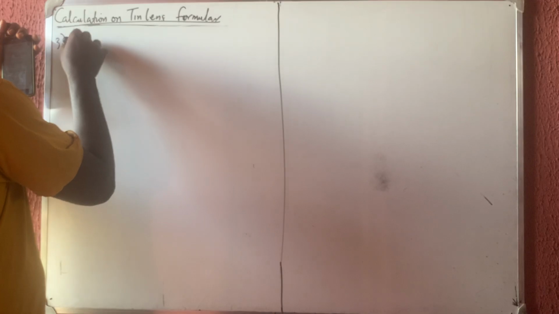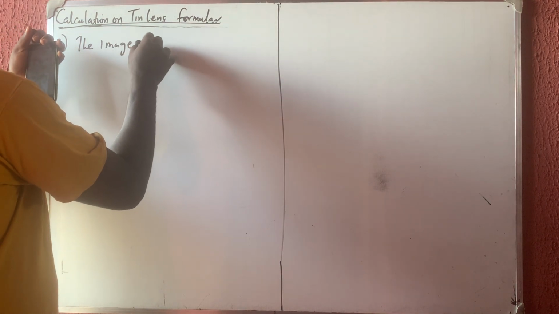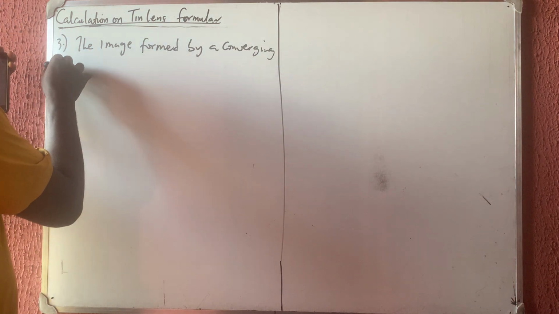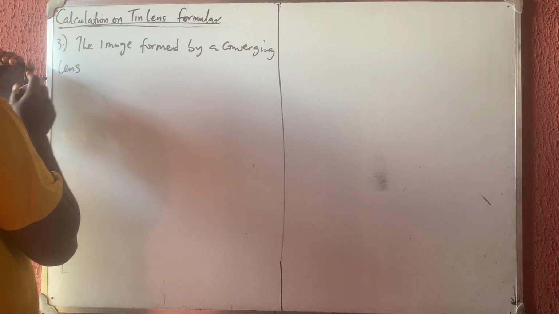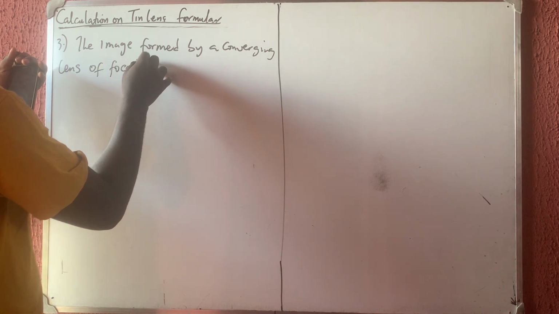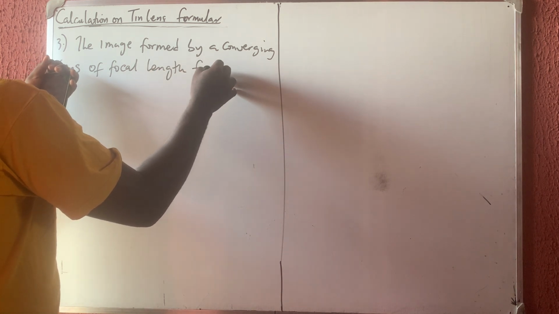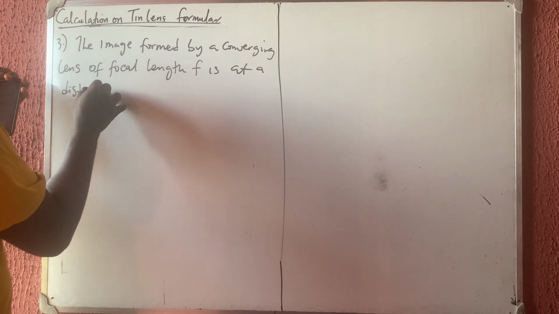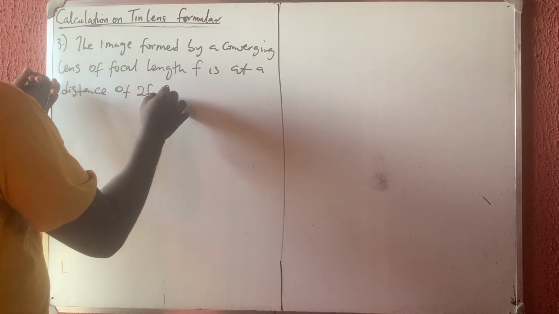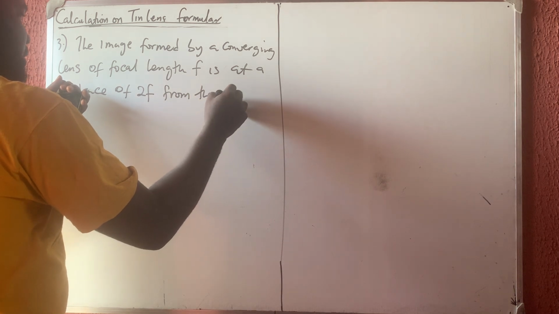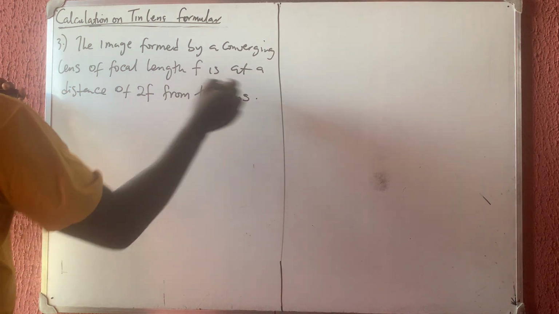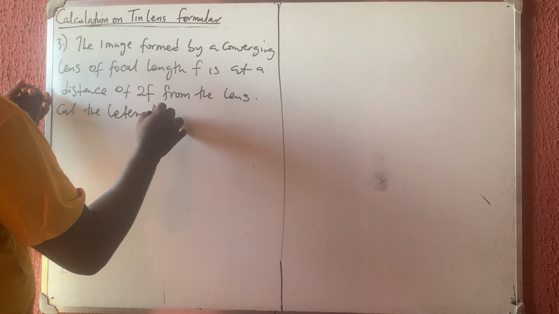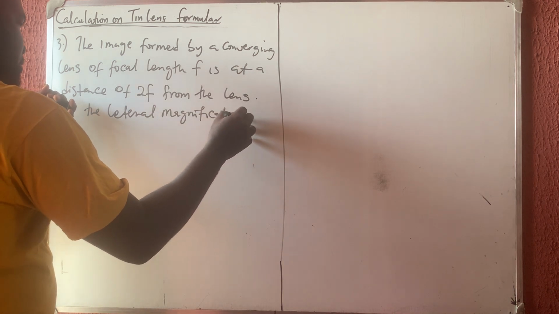Number three says the image formed by a converging lens of focal length F is at a distance of 2F from the lens. Then calculate the lateral magnification produced.